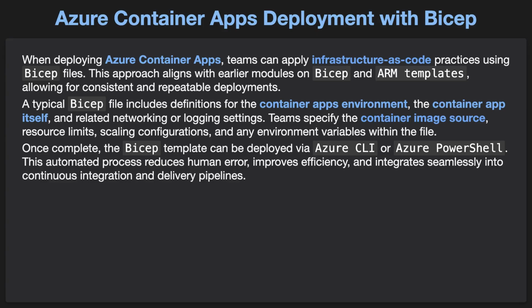When deploying Azure Container Apps, teams can apply infrastructure as code practices using bicep files. This approach aligns with earlier modules on bicep and ARM templates, allowing for consistent and repeatable deployments. A typical bicep file includes definitions for the container apps environment, the container app itself, and related networking or logging settings. Teams specify the container image source, resource limits, scaling configurations, and any environment variables within the file.